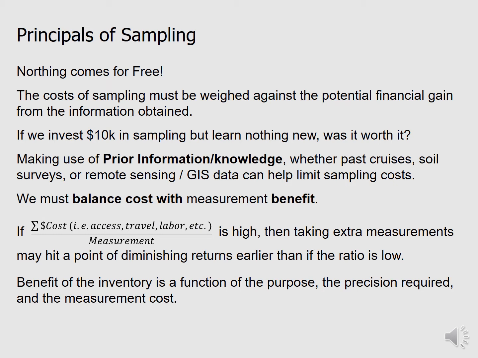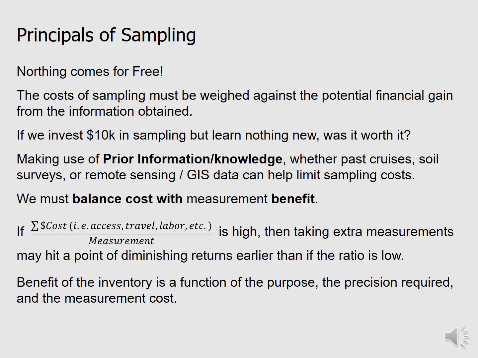A simple fact of life and management is that nothing comes for free. We must consider the cost of sampling against the potential gains from the information obtained. If we invest $10,000 in sampling but learn nothing new, was it worth it? An important aspect of designing sampling strategies is to take advantage of prior information about the population and knowledge of the ecosystem. This can mean using old inventories, soil surveys, and remote sensing data, all of which can help limit sampling costs when used appropriately.